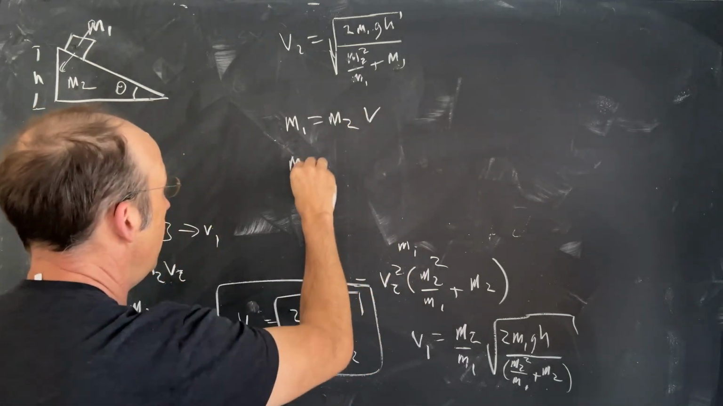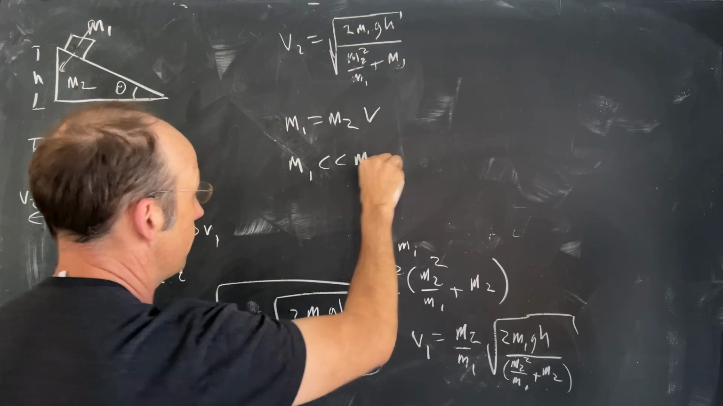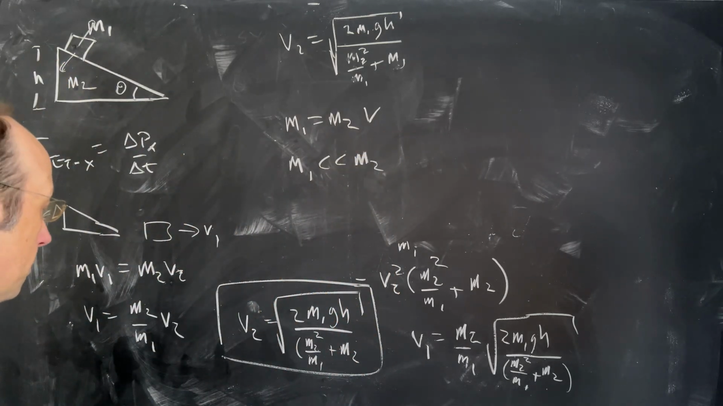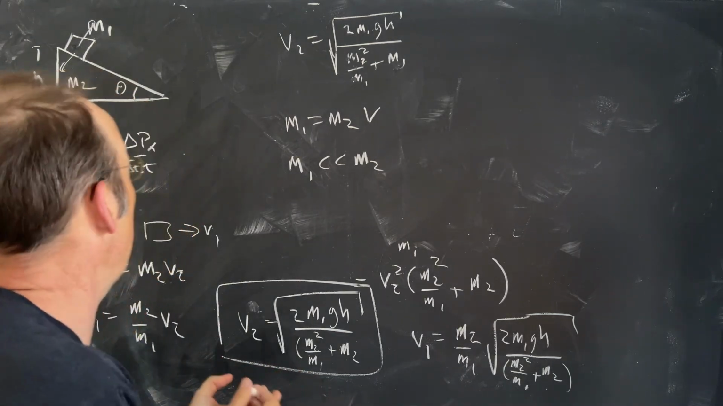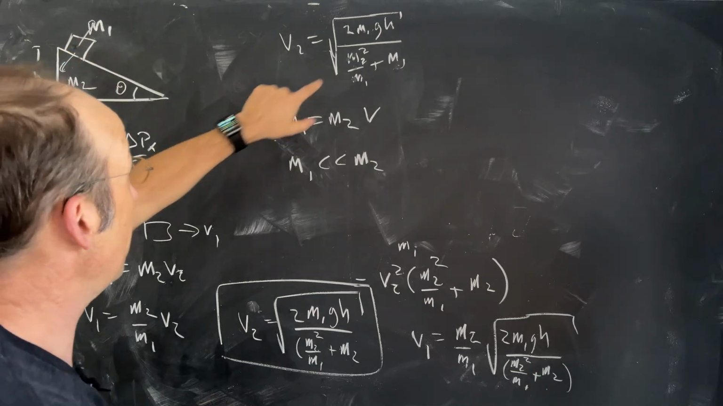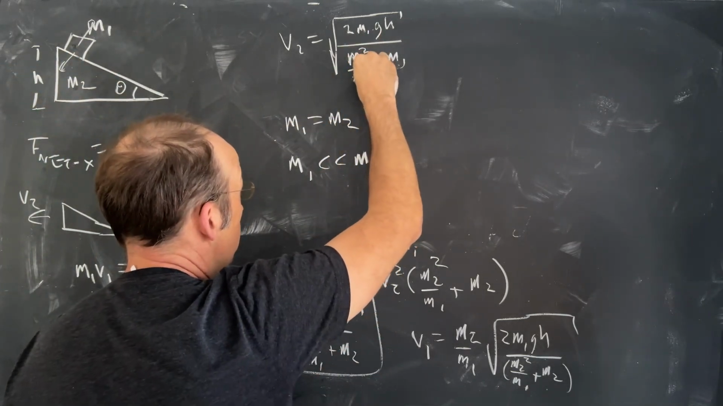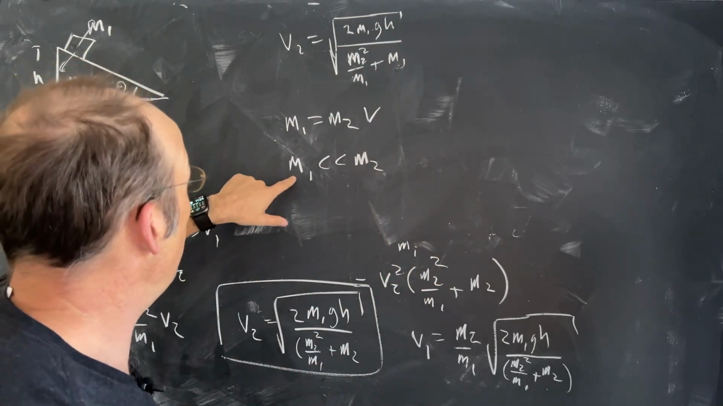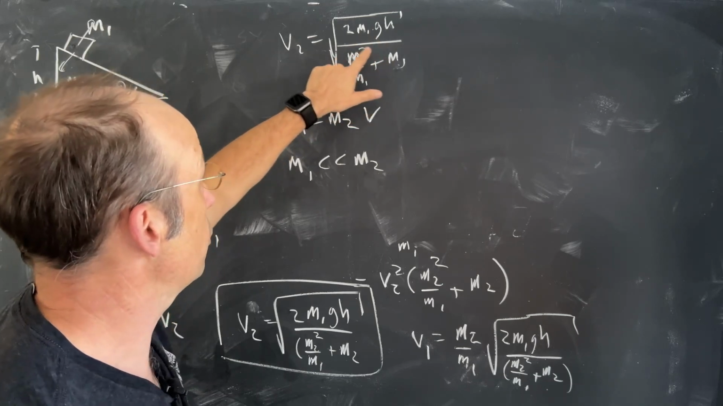What if m1 is much less than m2? So this is a very, very massive wedge. In that case, the wedge will basically not move. And if the wedge does not move, this should have a velocity of square root of 2gh. So if I come back up here, I kind of messed up, I touched it. You shouldn't touch things. Don't touch stuff. That's what they tell you, don't touch it. Okay, so if m2 is very large, then this term on the bottom is just m2.